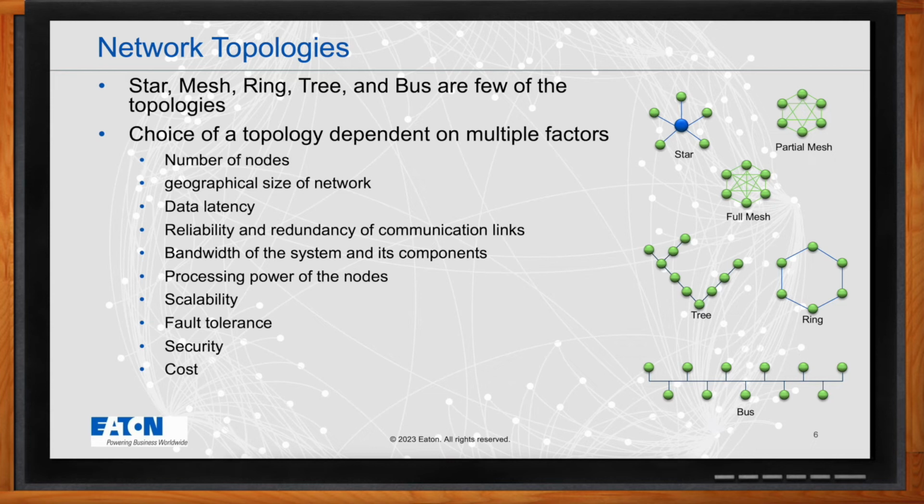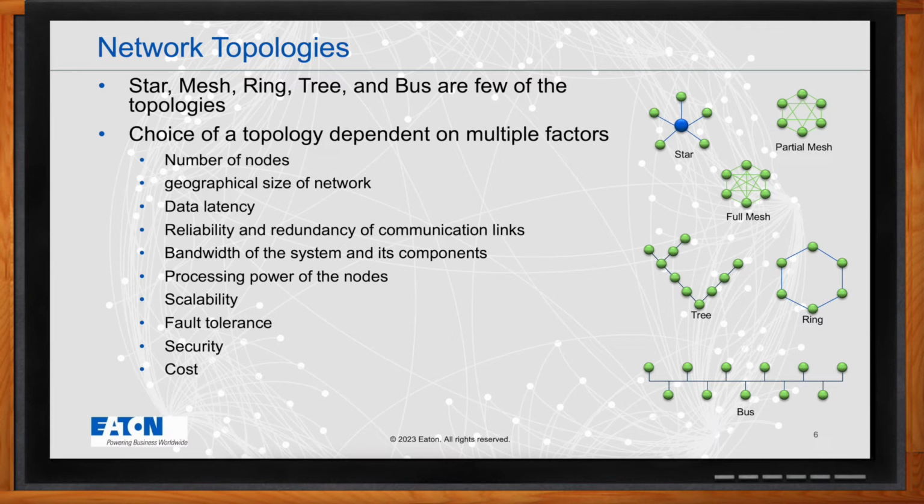For instance, in a star topology, all nodes are connected to a central hub, which simplifies connectivity and management, but may introduce a single point of failure. In a mesh topology, each node is connected to multiple other nodes, offering redundancy and fault tolerance, but may require more complex routing and management.